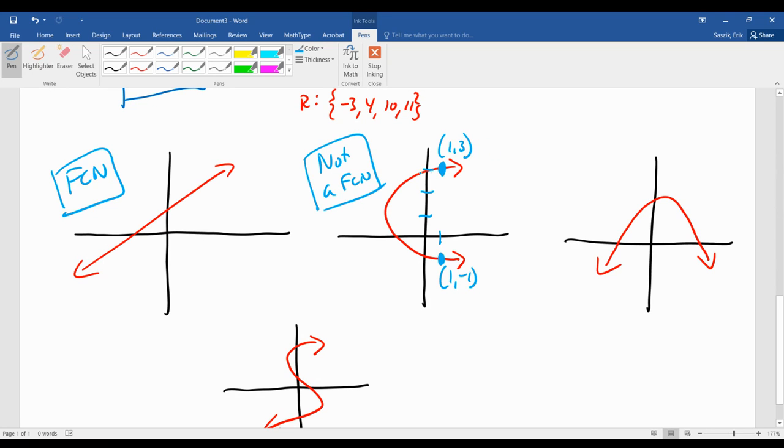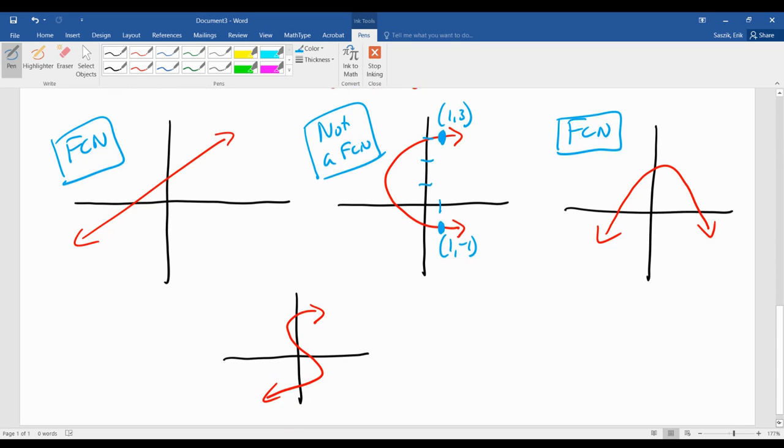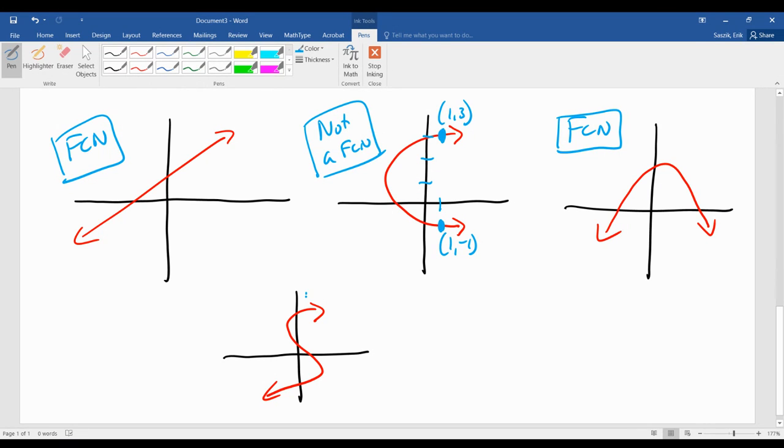So you see, depending how you move on this curve, x values are used more than once, and they go to different y values. This one is a function. Again, if you draw a vertical line anywhere, it only passes through the red graph 1 time. This is not a function. Look, that crossed 3 times. All right.